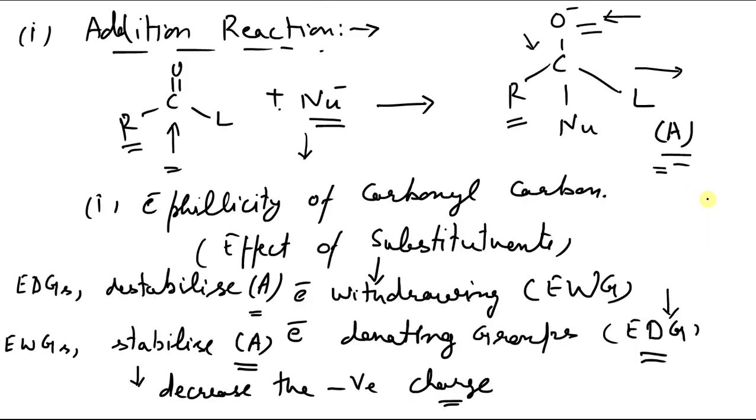These things we have already discussed in aldehydes and ketones. I am just repeating that the nature of R, whether it is electron withdrawing or electron donating, decides whether the attack of the nucleophile will be easier or difficult. Generally, electron donating groups decrease the rate of reaction, whereas electron withdrawing groups increase the rate of reaction because they stabilize A. Now I will write here the second factors that are important in this addition step.